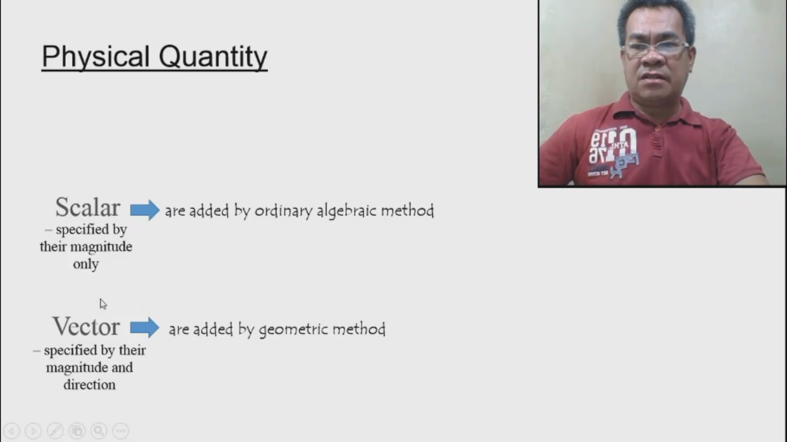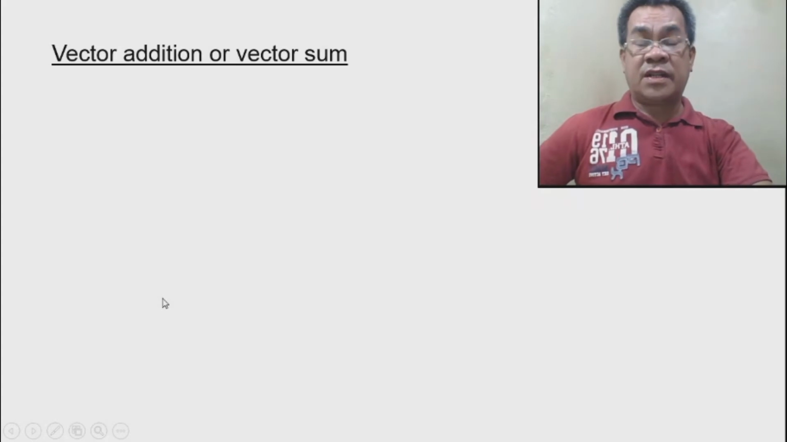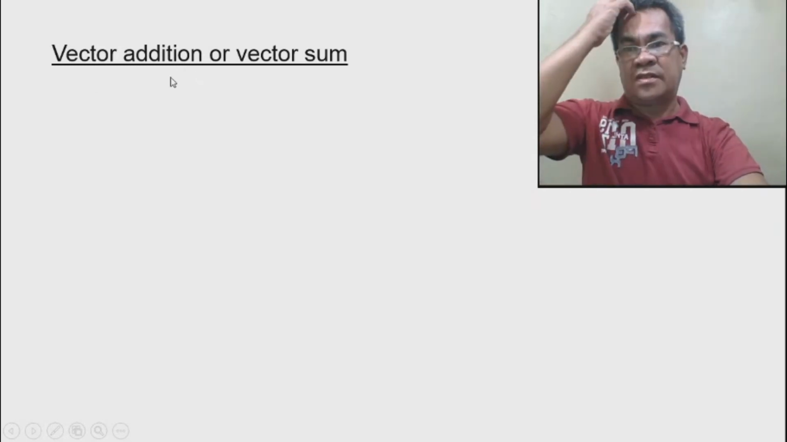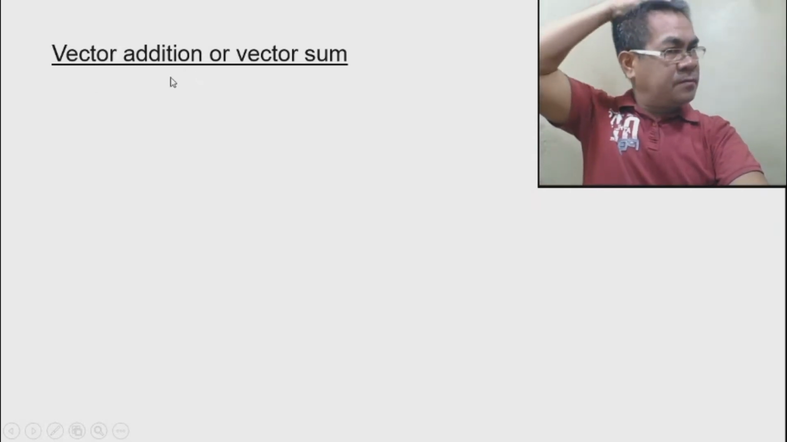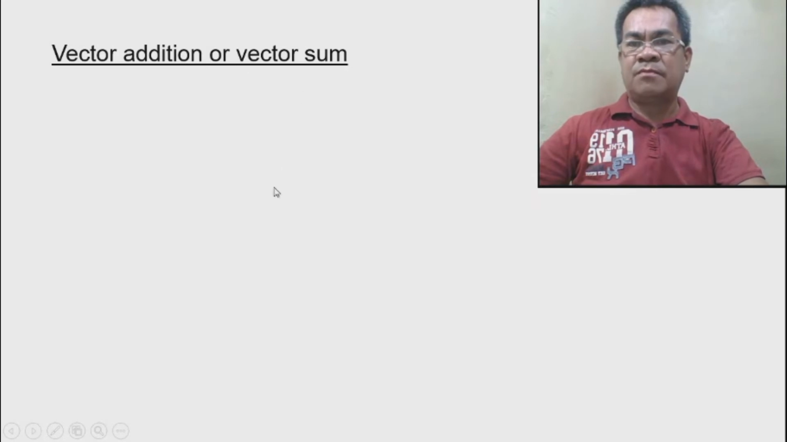Analyze first if it is scalar or vector. If it is vector, then geometric. If it's scalar, algebraic. Okay, so I think the problem occurs with the vector, not with the scalar. So therefore, we have one topic in this lesson in mechanics, the vector sum or the vector addition. Now remember this vector addition is geometric. So therefore, the vector sum is a geometric sum.